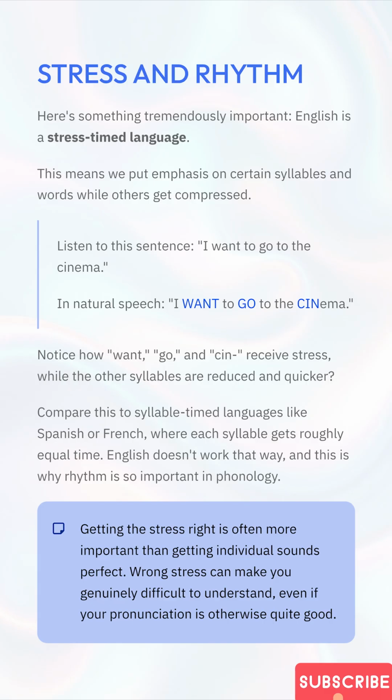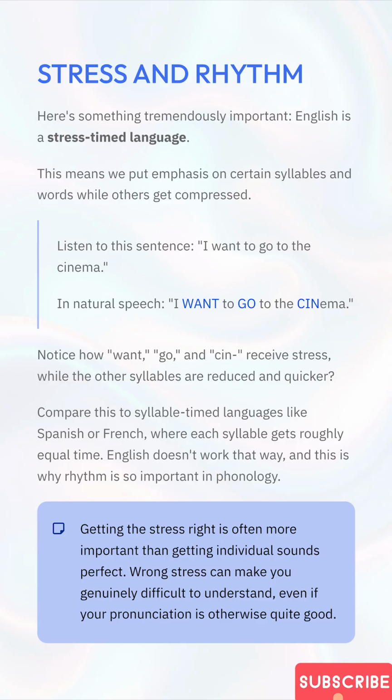Stress and rhythm. Here's something tremendously important. English is a stress-timed language. This means we put emphasis on certain syllables and words while others get compressed. Listen to this sentence. I want to go to the cinema. In natural speech, I want to go to the cinema. Notice how want, go, and sin receive stress while the other syllables are reduced and quicker.